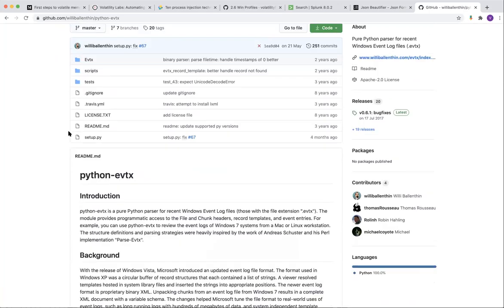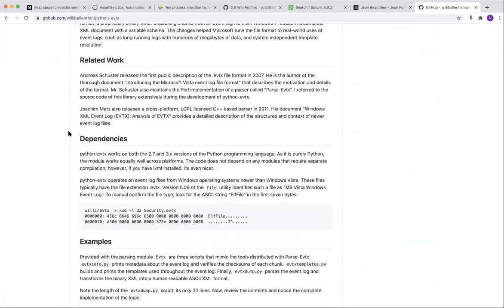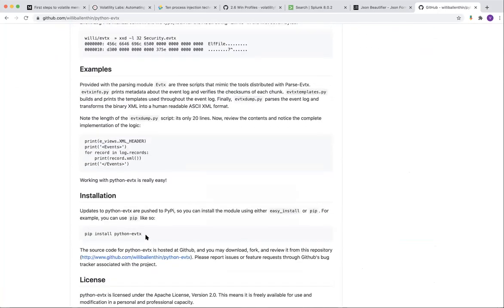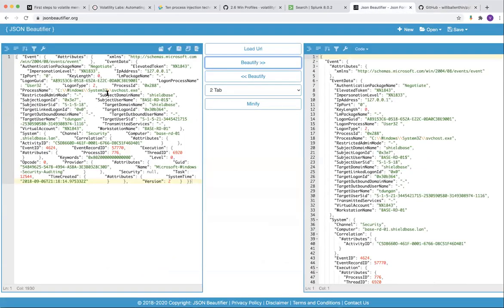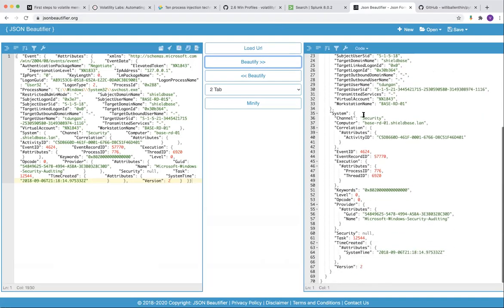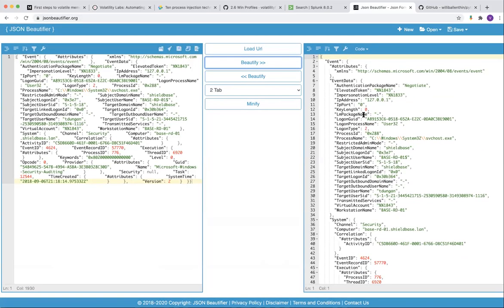You have to install this EVTX module and then call a function inside it and give the file name of the security EVTX, and it will parse that in either XML format or JSON format. I parsed that in JSON format, and to explain it in an easier way, I beautified it using this website, JSON Beautifier. And this is how the information you'll be getting from that security EVTX.